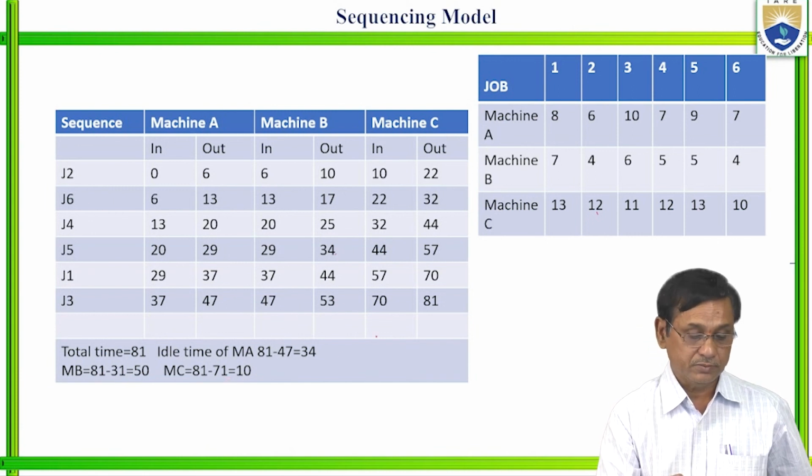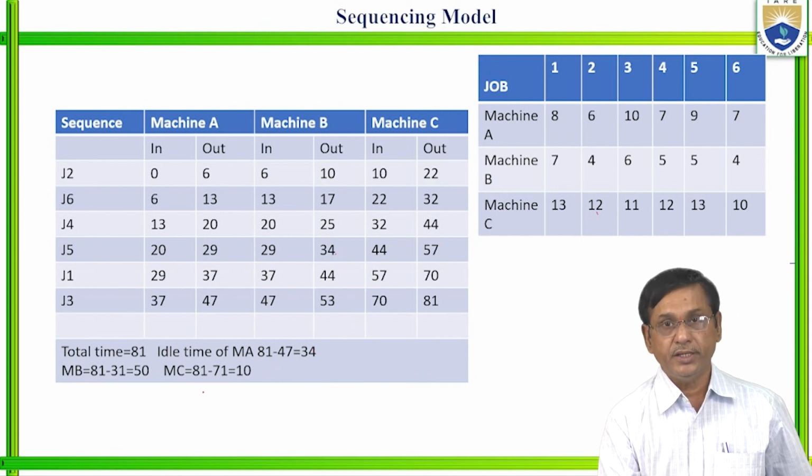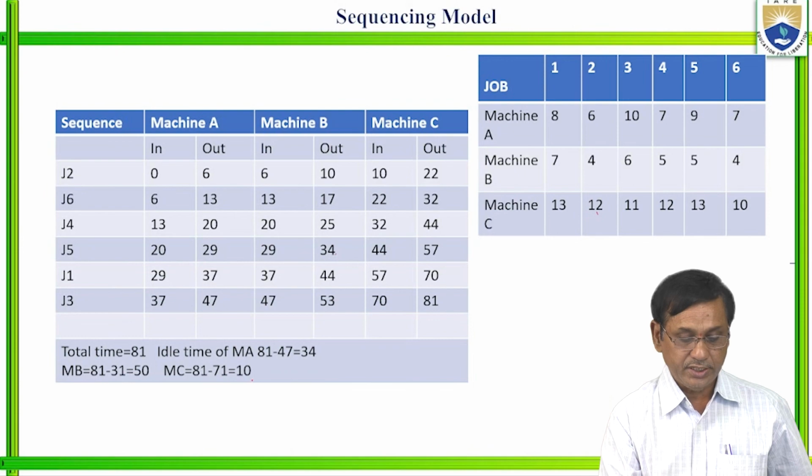So this is the solution. The total elapsed time to complete all the jobs is 81 hours, and the idle time for machine A is 34, machine B is 30, and machine C is 10 hours.